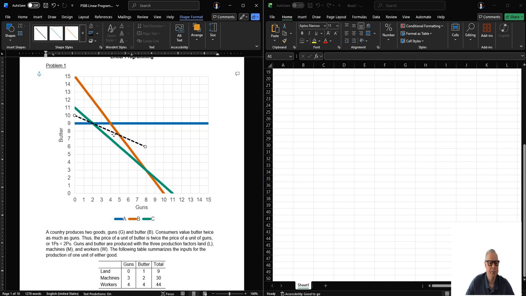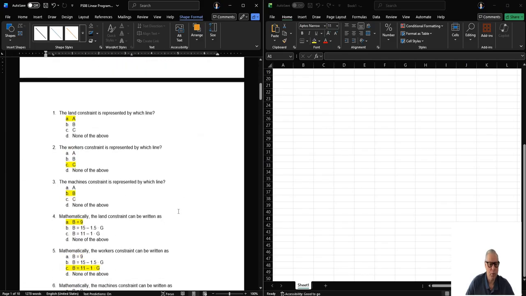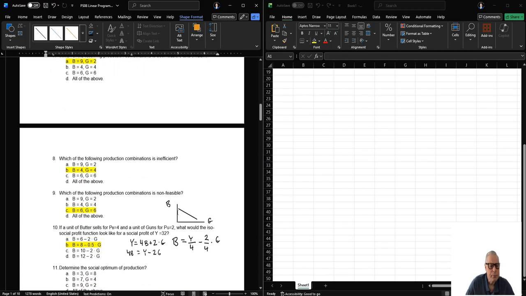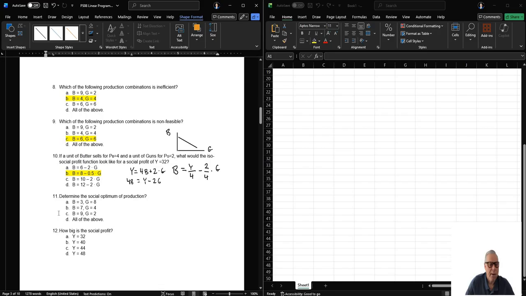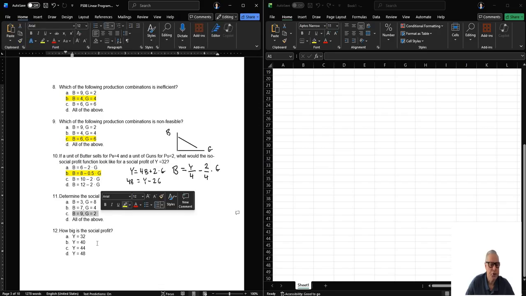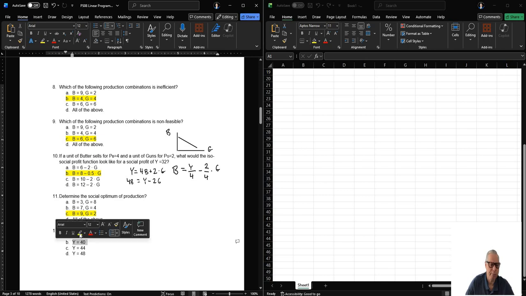Okay, so that should be the optimum. That means at the optimum 9 and 2, so we have butter 9 and guns 2. And how big is the social profit? Well, that is 9 times 4, 36, plus 2 times 2, so that is 40.